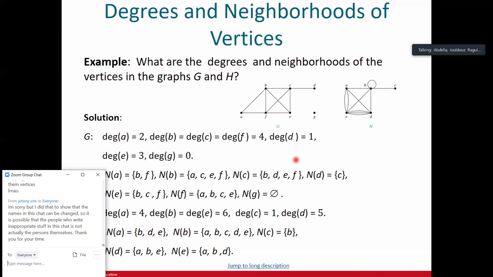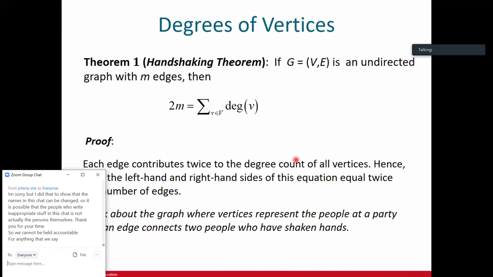Small question: if you have arrows, will this make a difference to the degree? Yes, of course, it will make a difference. So far, we are considering only undirected graphs for degree. In the case of a directed graph, things are different.